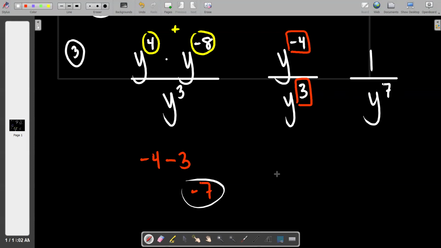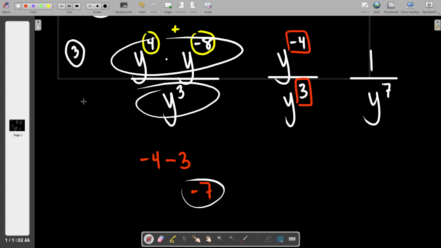Right? So the moral of the story is generally going to be: treat the top like a math problem and complete it, simplify it completely, simplify the bottom completely, and then work downwards.